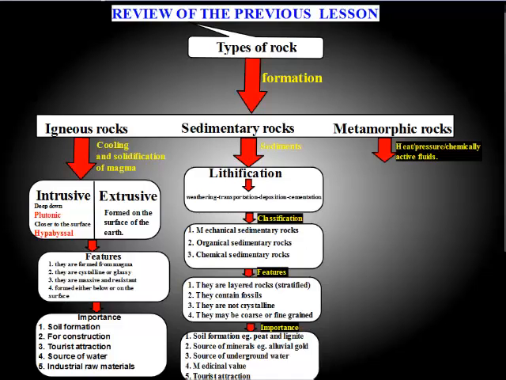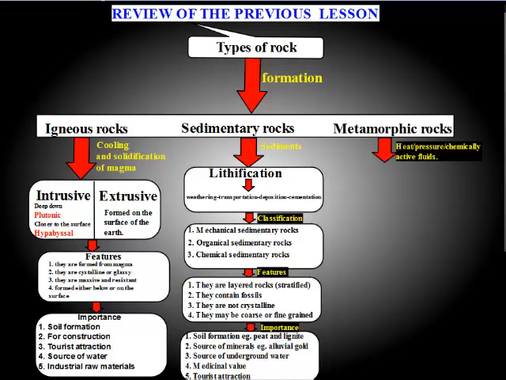We also looked at sedimentary rocks, where we said sedimentary rocks are rocks that are formed from sediments through a process known as lithification. We looked at the lithification process, where we said the lithification process involves the weathering of rocks into sediments, the transportation of the sediments, deposition of the sediments, and finally cementation of the sediments into rocks.